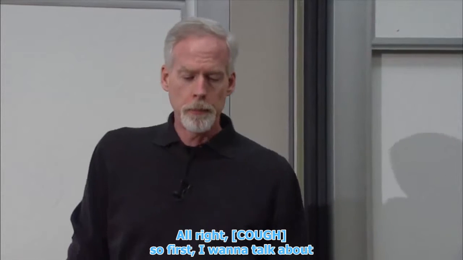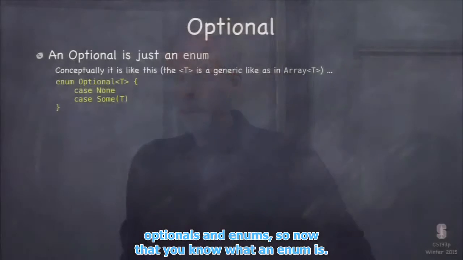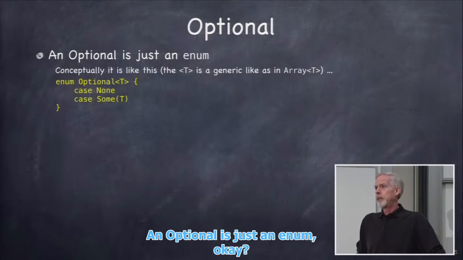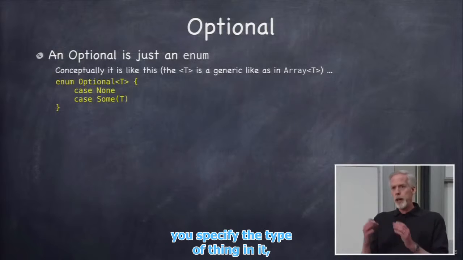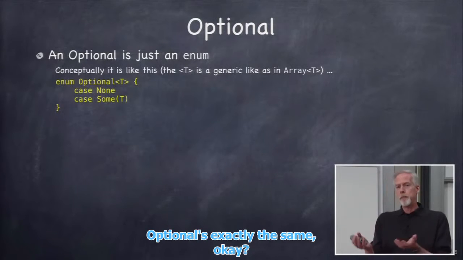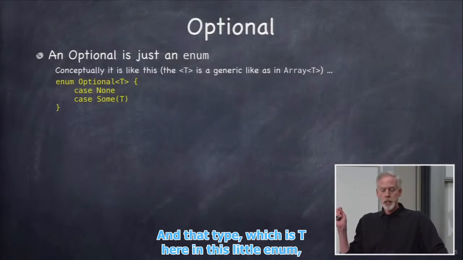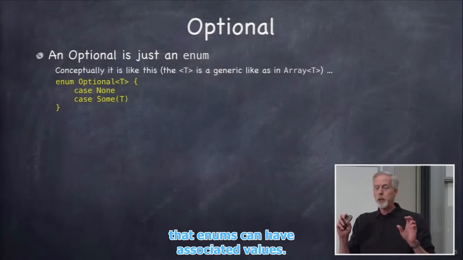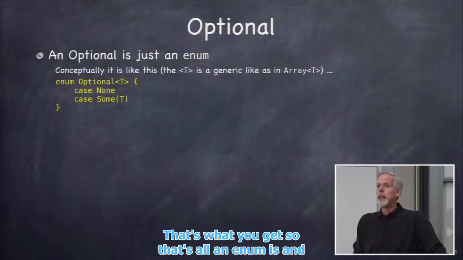All right, so first I want to talk about optionals and enums. So now that you know what an enum is, I can tell you what an optional really is. An optional is just an enum. It's a very simple enum. It's a generic, kind of like array. You know how with an array, you specify the type of thing in it. Optional is exactly the same. It's a generic. You specify the type of optional, and that type, which is T here in this little enum, is just the type of the associated value. You know that enums can have associated values. So that's just the type that, if the optional is not nil, that's what you get. So that's all an optional is.